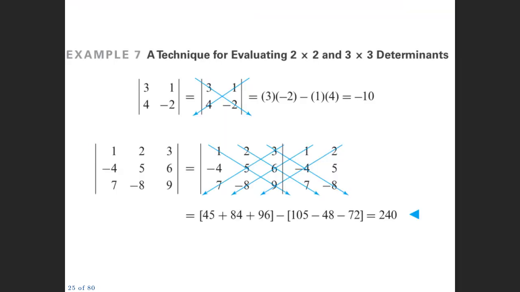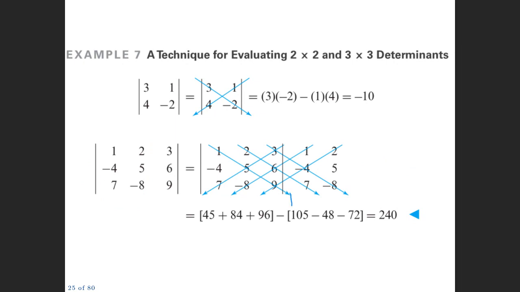So for example, here's something I took from a textbook. I'm just interested in the second calculation. First, we copy the first 2 columns, 1, minus 4, 7, and 2, 5, minus 8, and we write them on the right of the determinant. And then we do plus for each of the rightward arrows and minus for each of the leftward arrows.